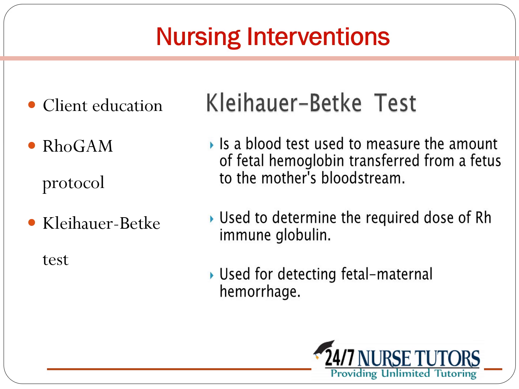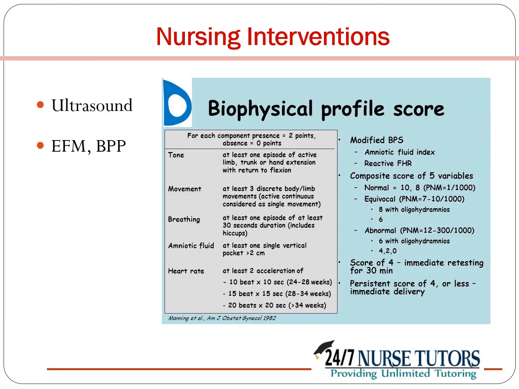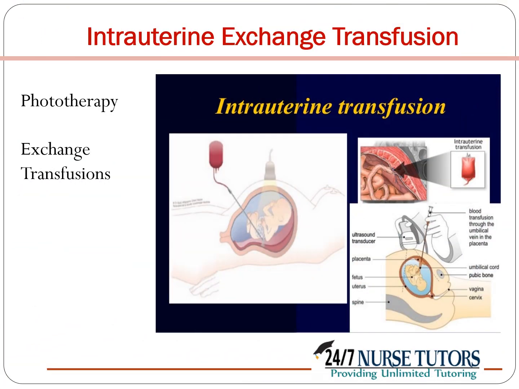A sinusoidal electronic fetal monitoring pattern indicates severe fetal anemia. A BPP may be used to identify a compromised fetus. An early delivery with phototherapy and exchange transfusions may be planned if the fetus is developing anemia close to term. An intrauterine exchange transfusion may be performed for the severely affected fetus until viability is reached.